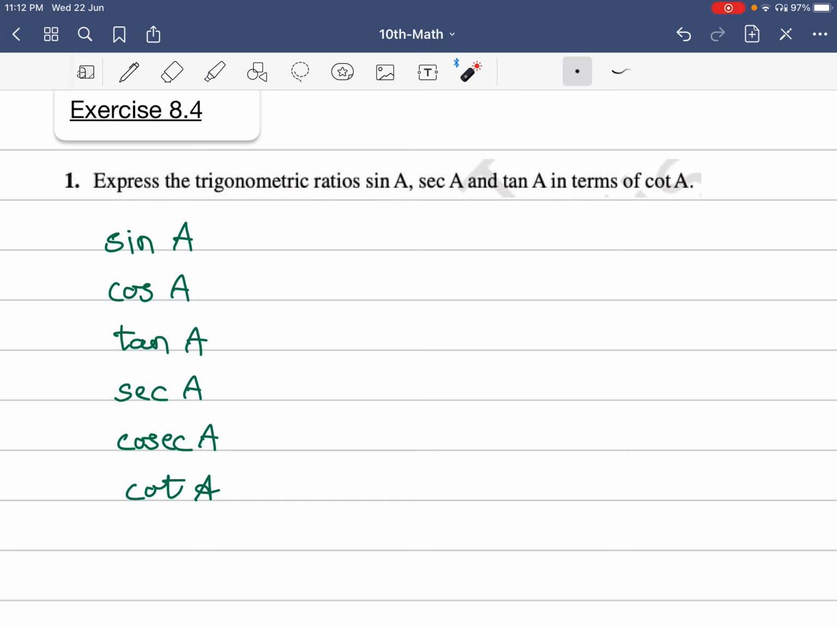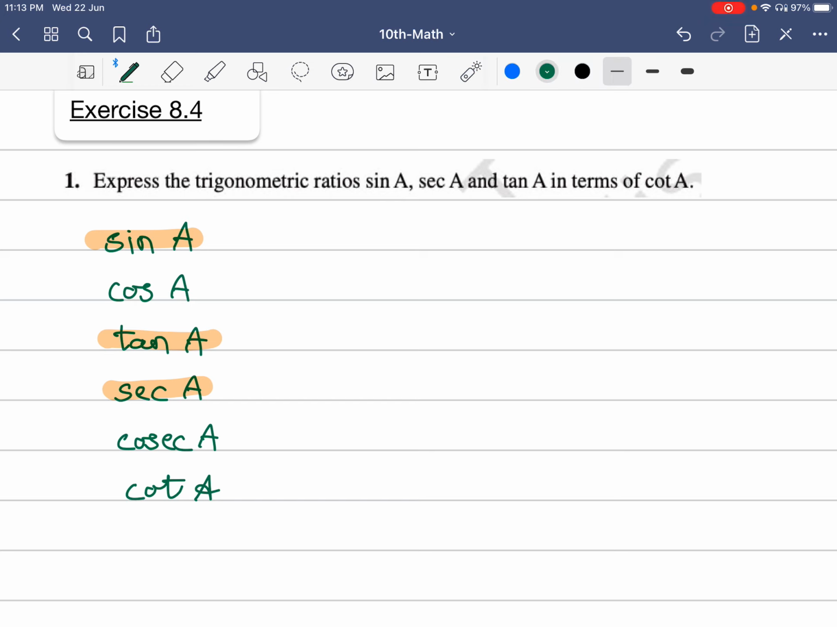Now the question says that the trigonometric ratios 1, 2 and 3. So let me use a highlighter. Trigonometric ratios sin A and sec A and tan A. These 3 trigonometric ratios should be expressed in terms of cot A. They should be derived, or there should be cot A in their expression. We should be able to write sin A, tan A and sec A using only one other trigonometric ratio, and that is cot A.